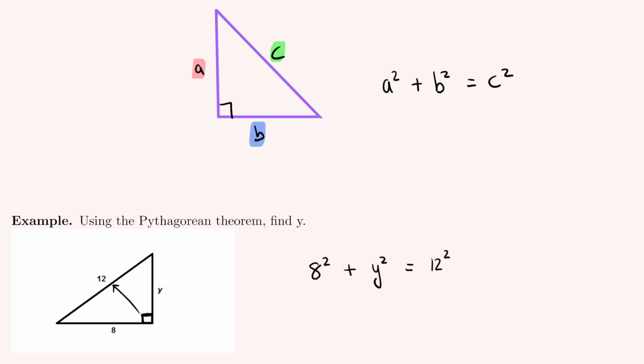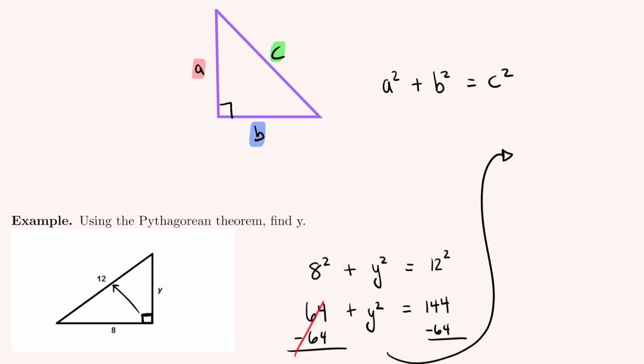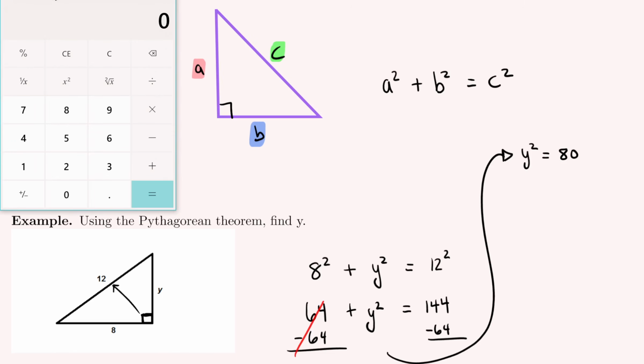Now in our calculators, 8 squared is 64. Y squared we don't know, so I'm just going to leave it as y squared. 12 squared in your calculator is 144. And now we can solve to get y by itself. Let's subtract 64 from both sides. And we would get y squared equals 80. Now in order to get y by itself, we'll need to take the square root. Now we take the square root of both sides. That's raising things to the 1/2 power.